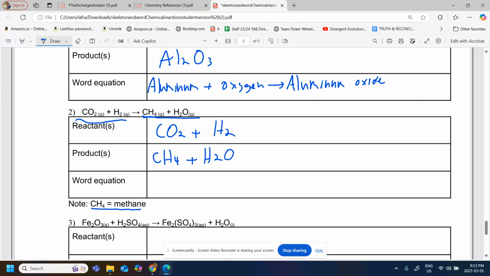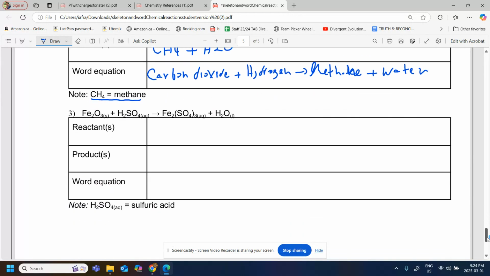and H2O. So if we write a word equation, we have CO2 is carbon dioxide, H2 is hydrogen, CH4 is methane, so it's being produced, methane, and then H2O is water. There's our word equation. Let's do our last one here.